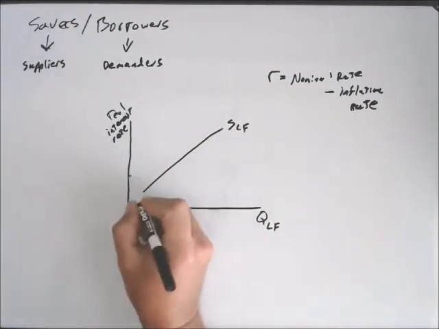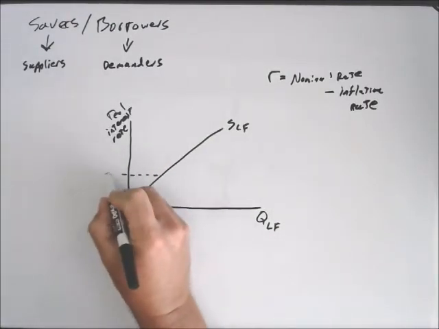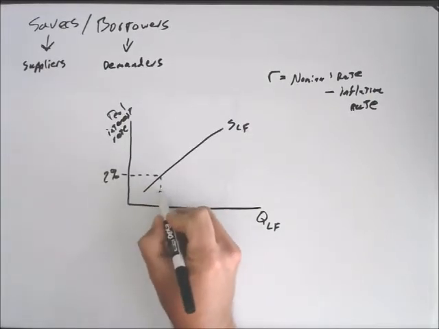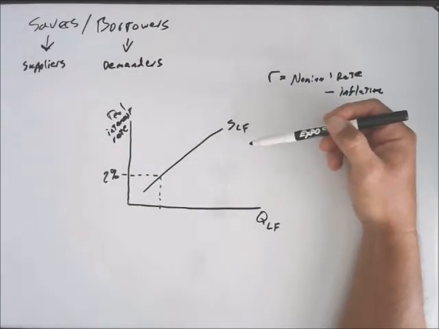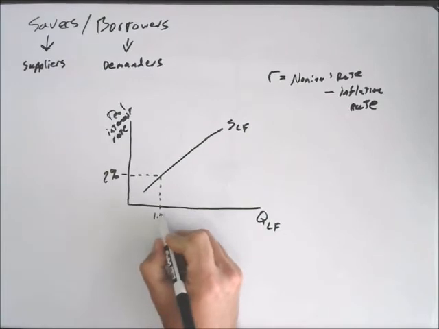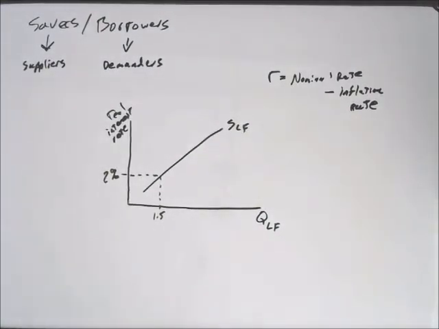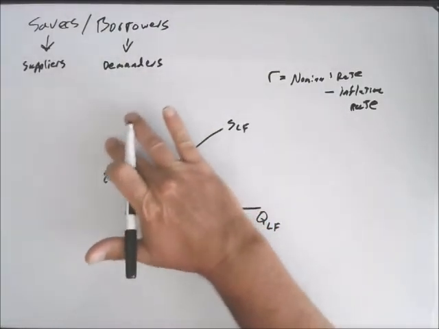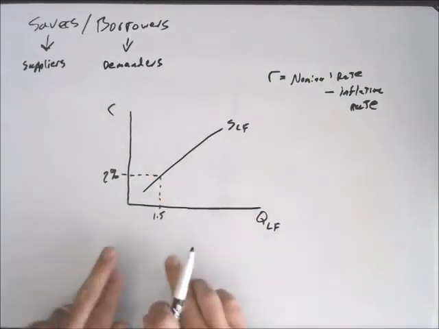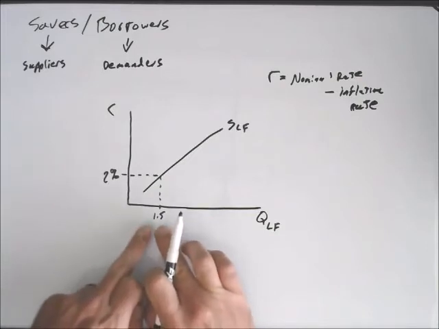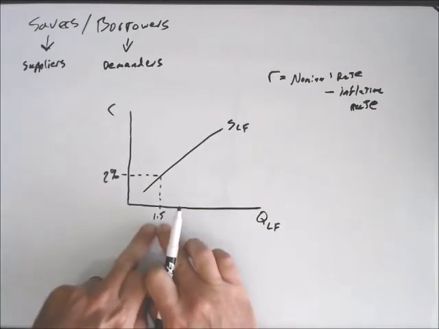Anyway, so at a real interest rate, say of 2%, these savers, these suppliers of loanable funds, are willing to put say $1.5 trillion worth of funds on the market to possibly be borrowed. Now, let me just shrink this up a little bit here, and I'm just going to use little r because that's the convention for the real interest rate. So at 2%, savers are willing to put $1.5 trillion of money on the market to be borrowed.